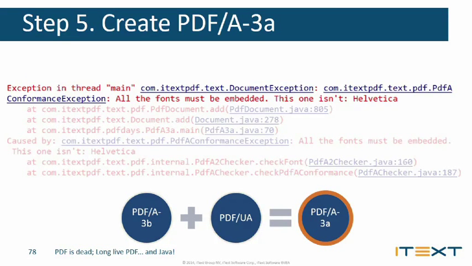So here's an output example. I tried to create a PDF A3 file using Helvetica, but I didn't embed the font. So iText will throw an exception telling me all fonts should be embedded for the conformance level that you're trying to get, and this one isn't, Helvetica isn't, so that I can fix the problem before I, for example, set up a batch processing, putting all my PDF files in the archive, and finding out in 15 years that all my files are invalid.